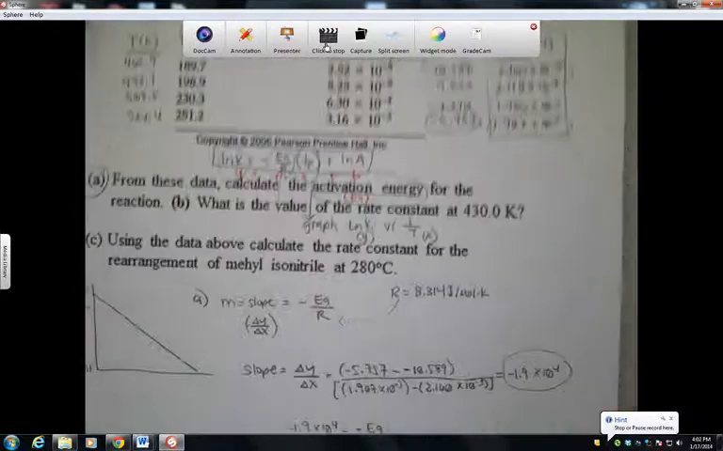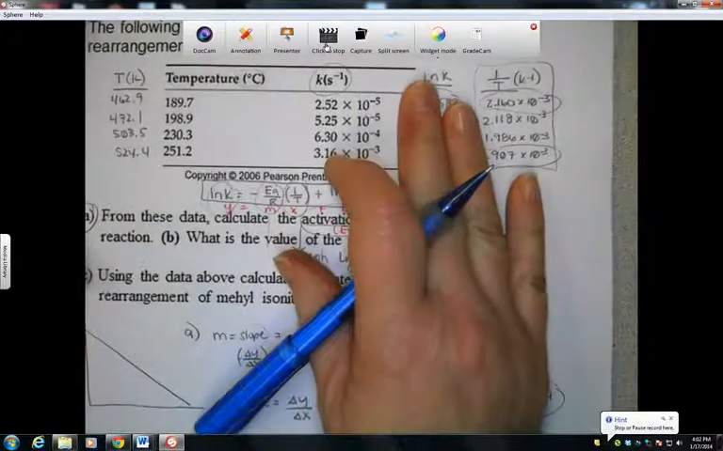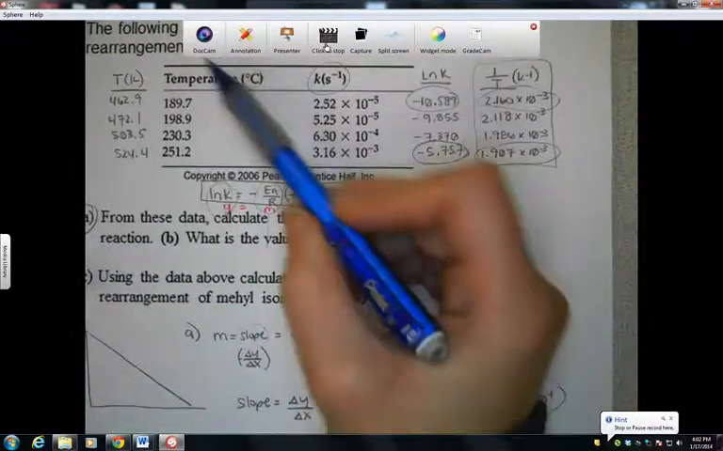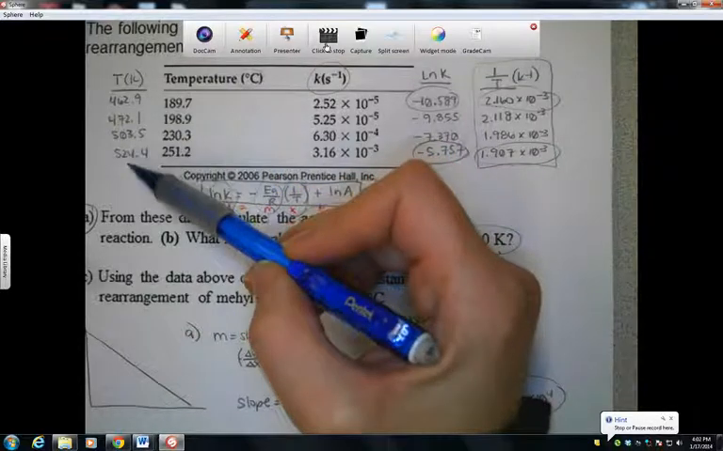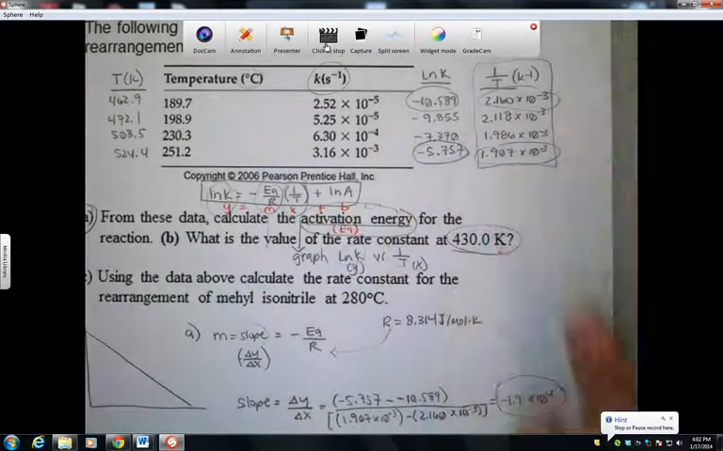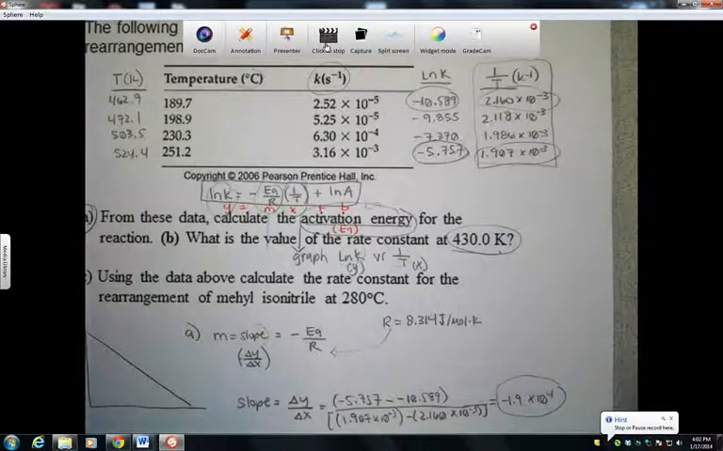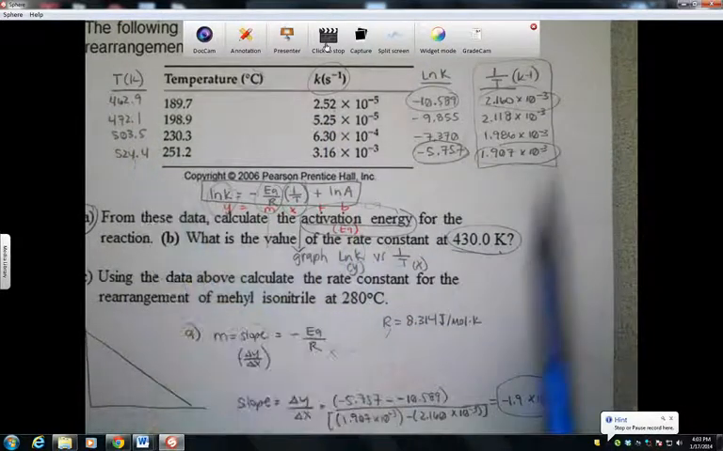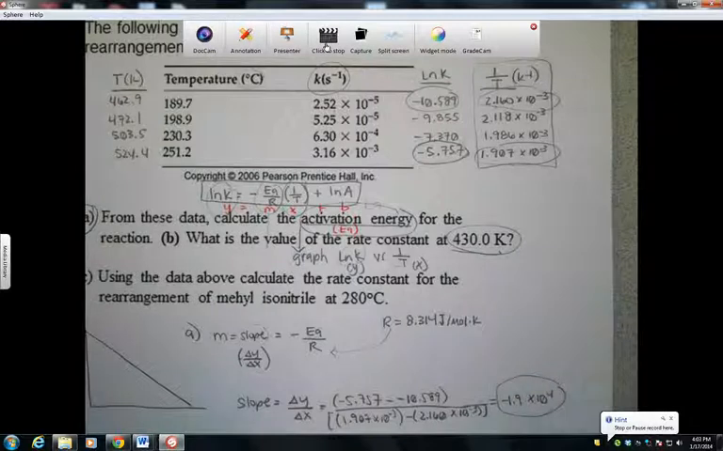And notice that the temperature they ask about, which was 430 Kelvin, is not on this. So you can't just look it up on the table. You're going to have to plug some numbers into the equation. So to determine the new rate constant, we have rate constants for all of these temperatures, but we don't have one for this one.